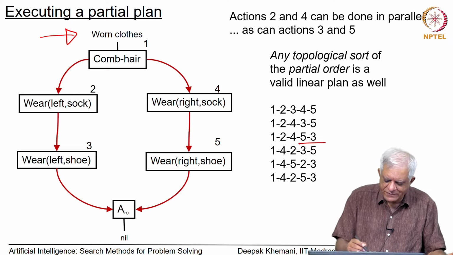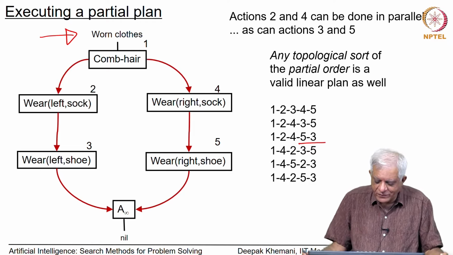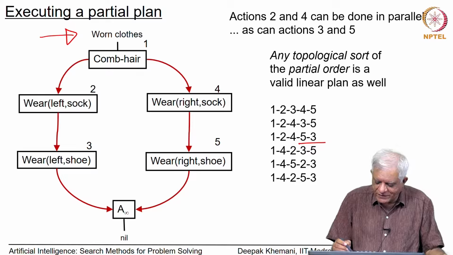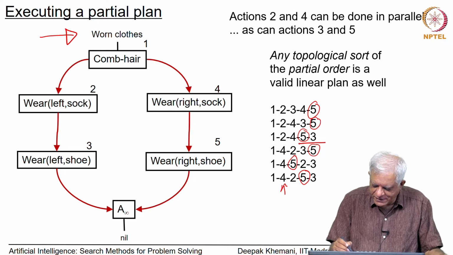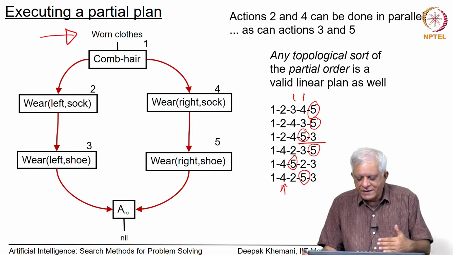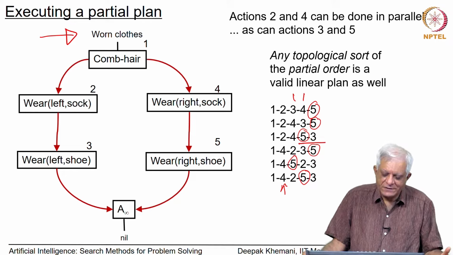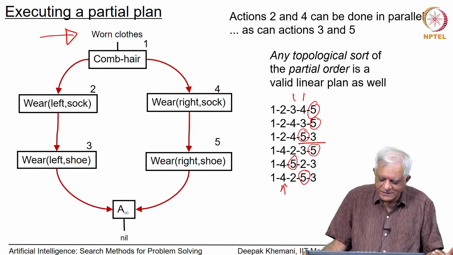Basically, it says that action 5 must always happen after action 4. So, if you look at all these sequences, you can see that 5 is happening somewhere and 4 is happening before that essentially. So, 4 is happening before 5 here in these 3 sequences and here in these 2 sequences. So, they respect the ordering of the partial order, and any linearization which does that is a valid plan.